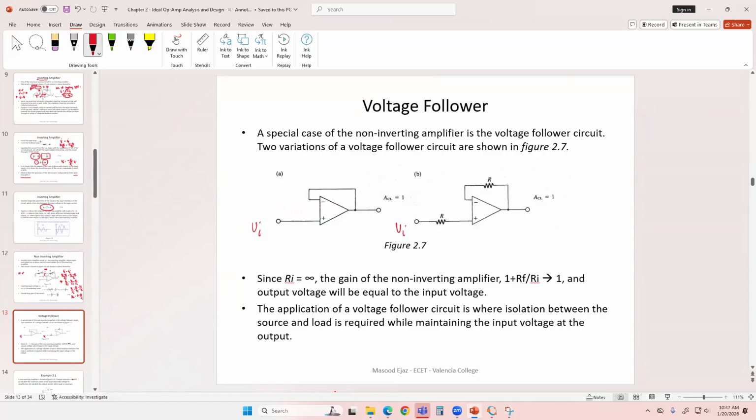In this case, my Ri, if I want to show it, I'm assuming this Ri to be almost infinity, extremely large, and that's why it is shown as an open circuit.